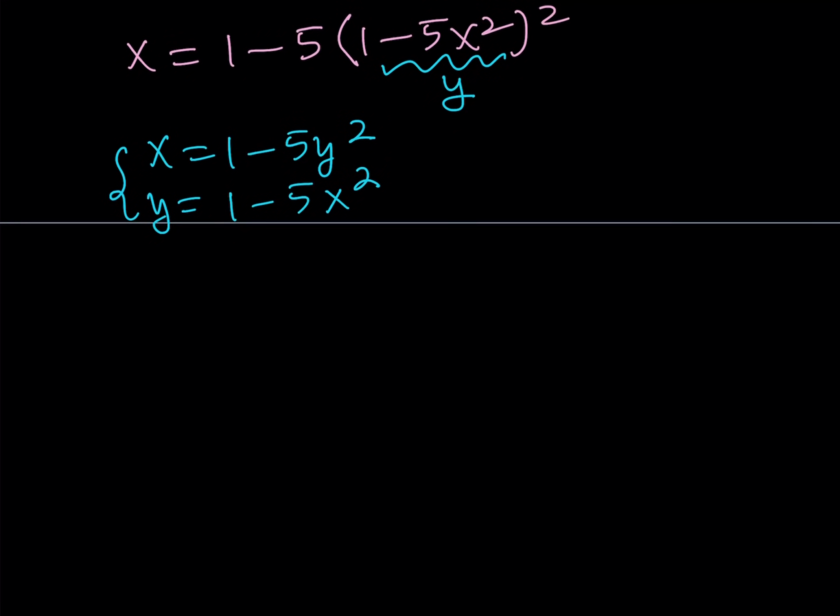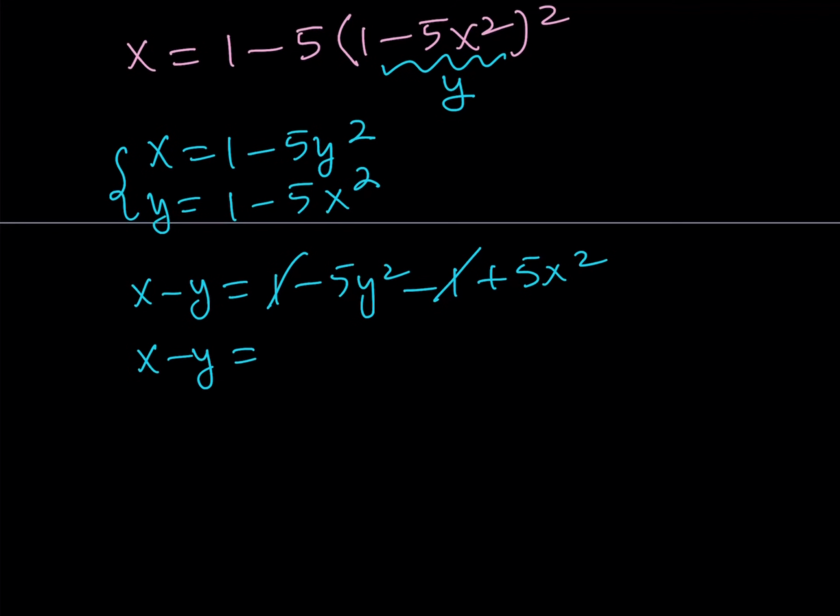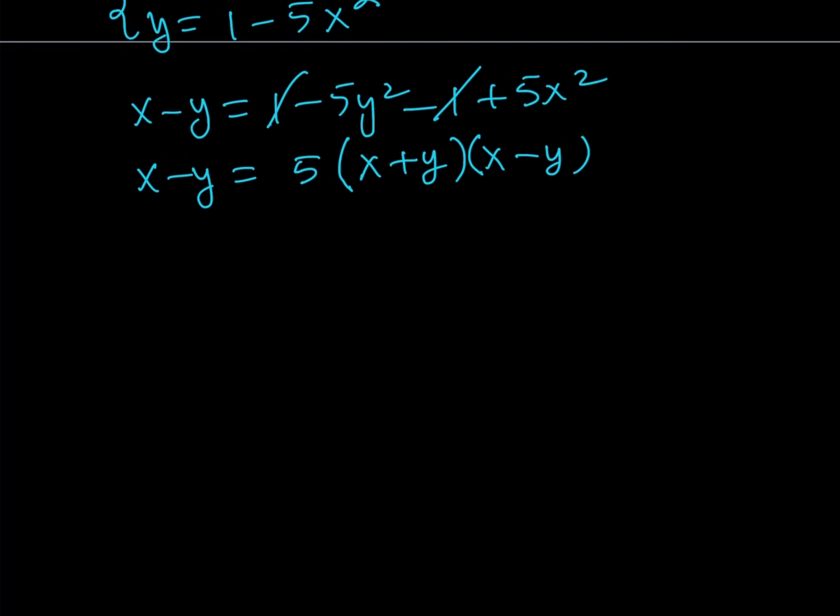Let's go ahead and solve this system, obviously. We're going to take advantage of symmetry here, or whatever you want to call it. I'm going to subtract: x minus y. That's going to give me 1 minus 5y squared minus 1 plus 5x squared. 1 is going to cancel out, leaving us with something nicer. So I can write it with the 5 outside. This is a difference of two squares. So I can factor it as x plus y times x minus y. And all of that is multiplied by 5.